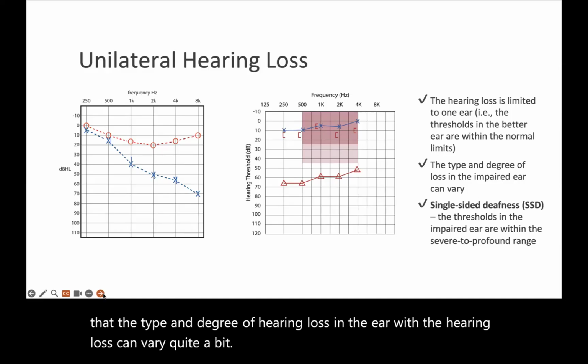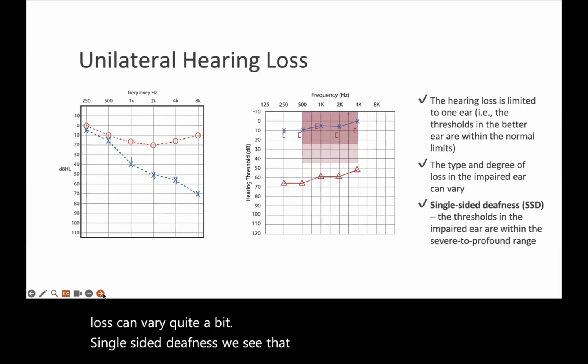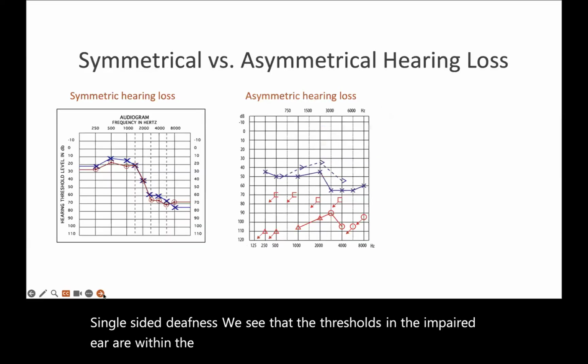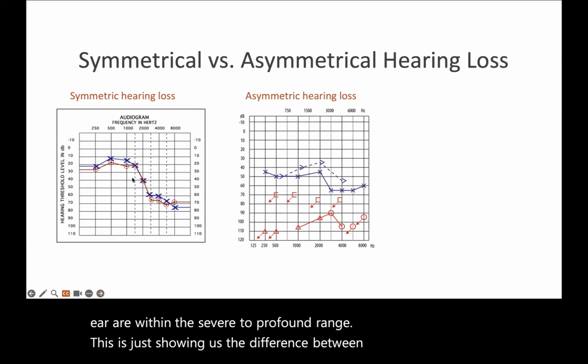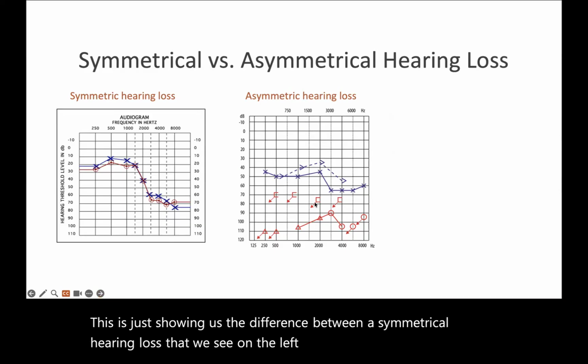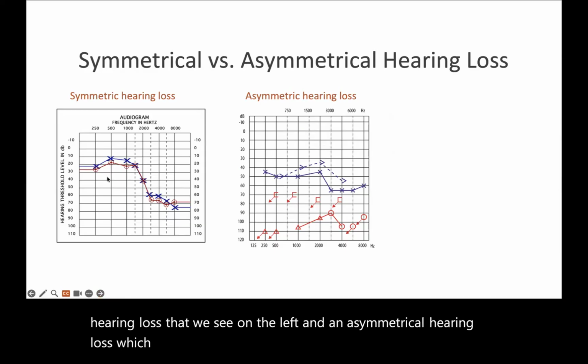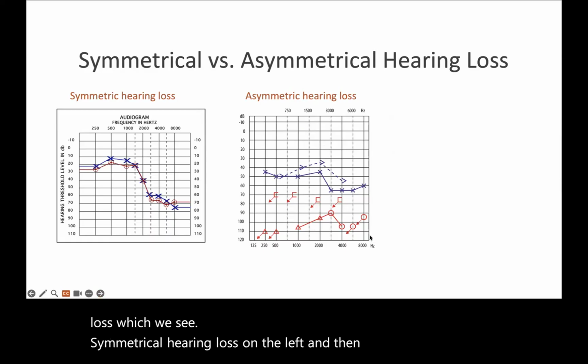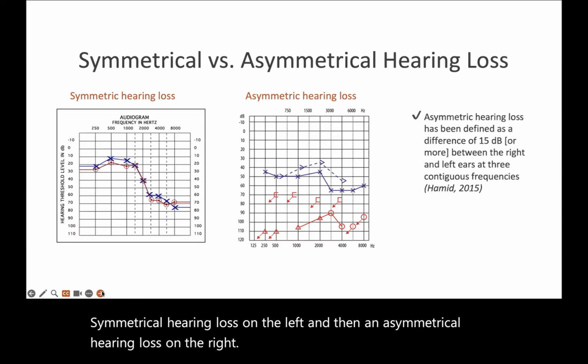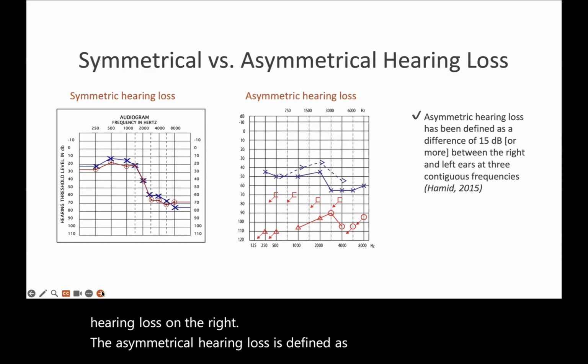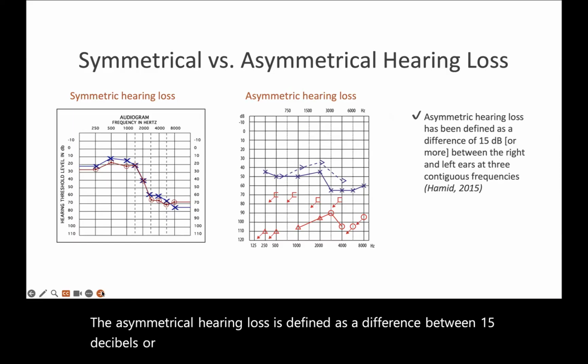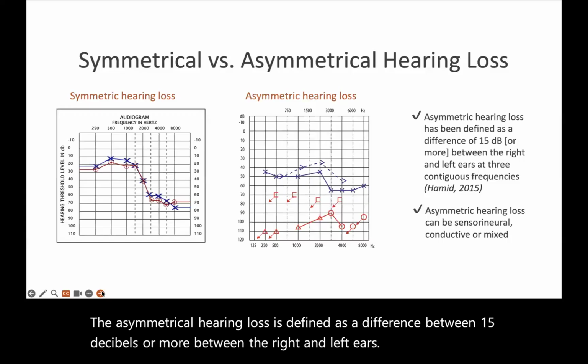Single-sided deafness, we see that the thresholds in the impaired ear are within the severe to profound range. This is just showing us the difference between a symmetrical hearing loss that we see on the left and an asymmetrical hearing loss on the right. The asymmetrical hearing loss is defined as a difference of 15 decibels or more between the right and left ears. Asymmetrical hearing loss can be sensory neural, conductive, or mixed.